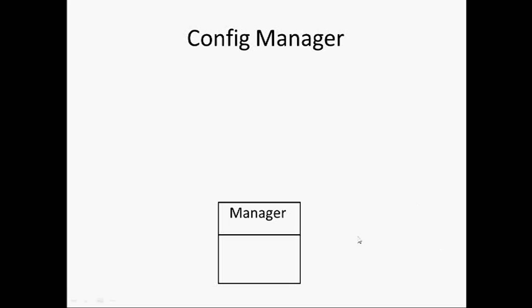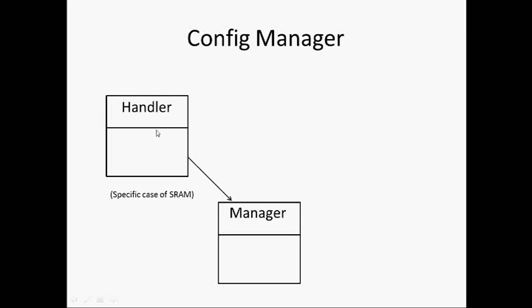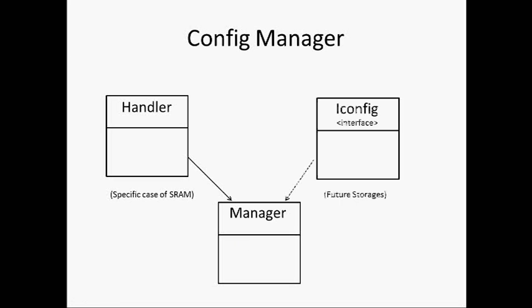So this is the target, the configuration manager, and to hit the specific case of the SRAM, it just inherits the handler, and so it has specific access to the SRAM. And it also inherits an interface, econfig, and is going to implement this configuration interface. And this makes it safe for future applications with other storage technologies, since the manager implements the econfig interface, and the instance of the manager can be referenced with a variable of the type econfig, and so it can be exchanged by other instances making use of other storages.